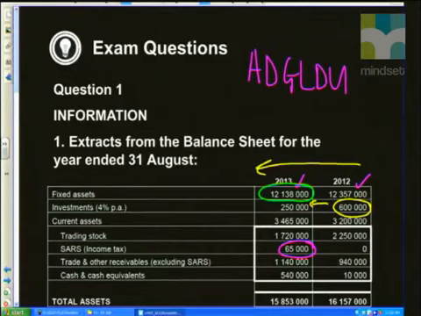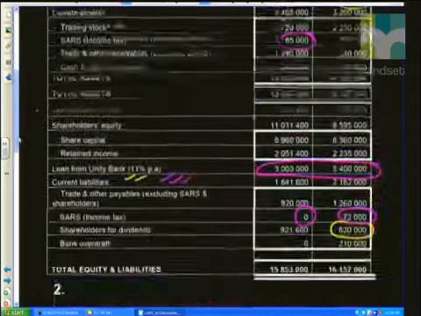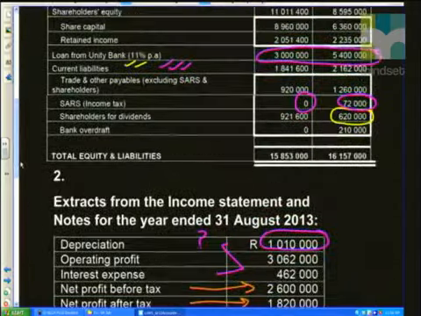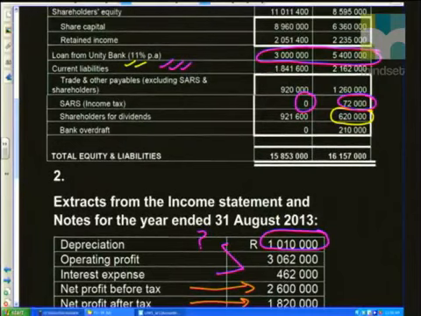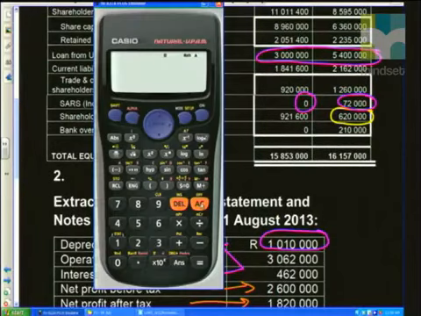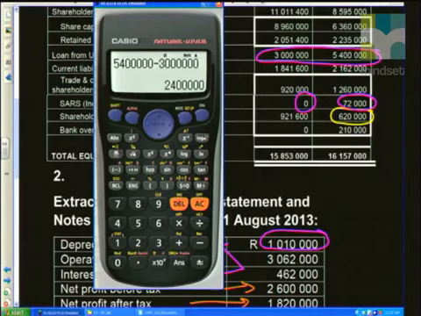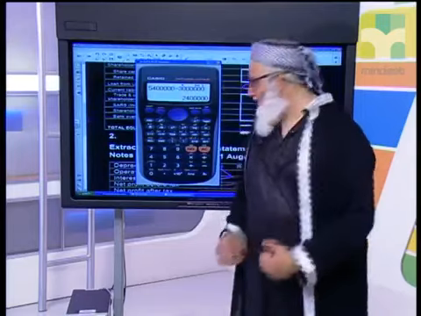What does it mean? When a liability decreases, we are utilizing cash. So obviously we utilize cash. How much did we utilize? Let's do the calculation. So we can see here that we had a loan of 5,400,000, minus the 3 million rand, and you can see that your loan decreased by 2,400,000.